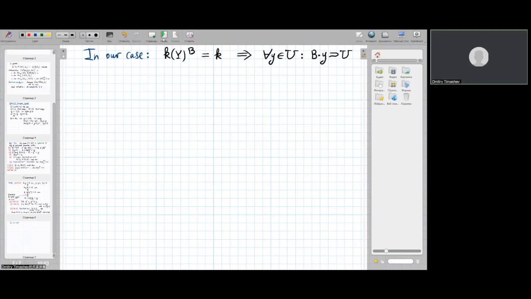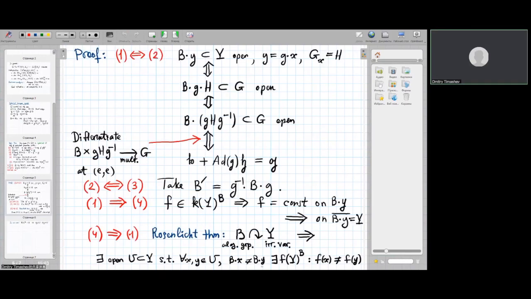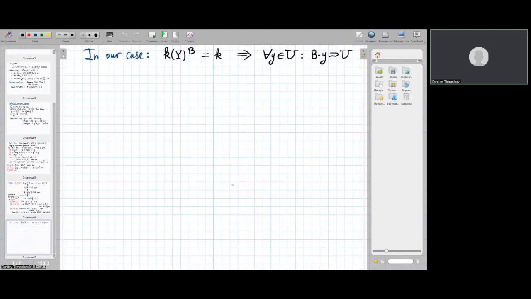Because, let me turn again to the previous page, in this U, orbits are separated by rational invariant functions. And if there are only constant functions which are invariant, then points cannot be separated by values of these invariant functions. And this means, by the Rosenlicht theorem, by this statement, that they lie in one and the same orbit. So this means, in particular, that since the B orbit of this Y contains an open subset, it is itself open.